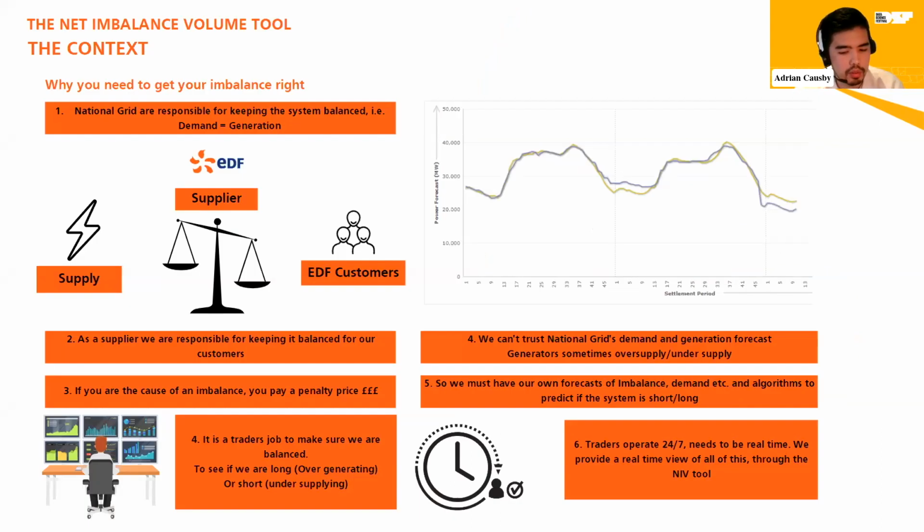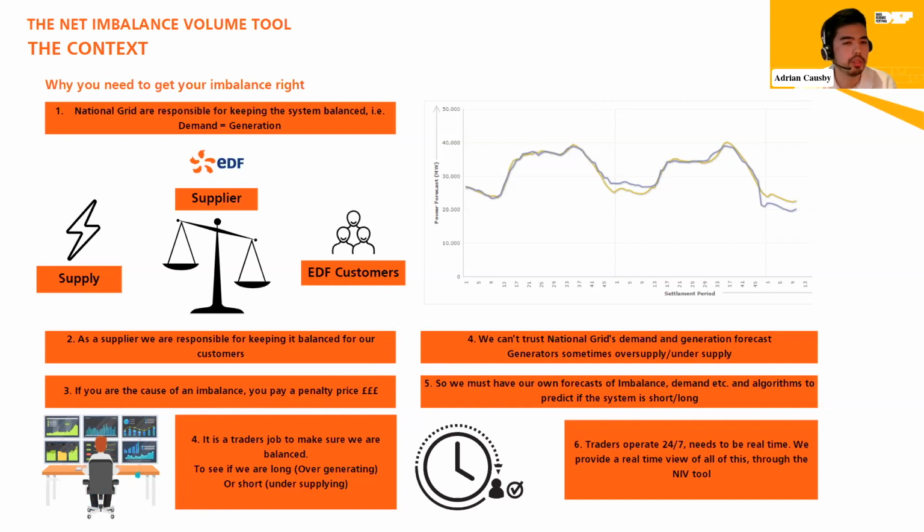So to give you a bit of context of what this application is, like I said, you need to get your imbalance right. Number one, National Grid, they're responsible for keeping the system balanced, right? They want demand to equal generation. And as a supplier, we're responsible for keeping it balanced for our customers. So for EDF customers, we need to keep that balanced. Because if we are the cause of that imbalance, according to National Grid, then we will have to pay a penalty price. Then it's the trader's job to make sure we are balanced, to see whether or not we're long, meaning we're over-generating or about to over-generate, or short, meaning we're under-supplying.